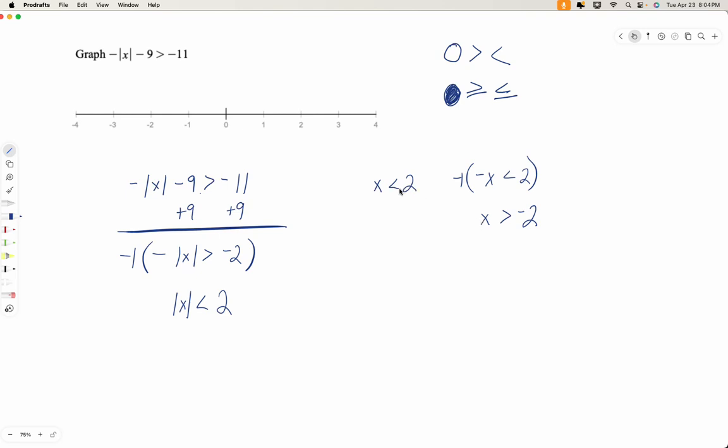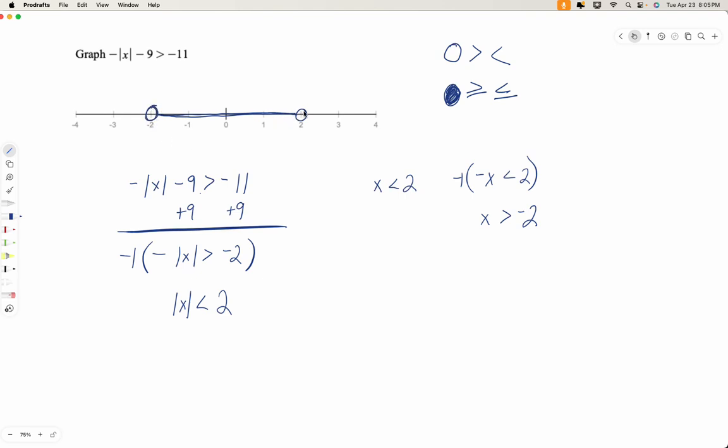These are the two things that we graph. X is less than 2, so we circle it, and x is greater than negative 2, so we circle it. If x is greater, it's going to go to the right, but yet it's also less than positive 2. So this is how we would graph that.